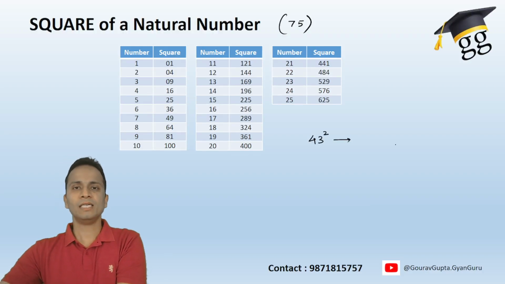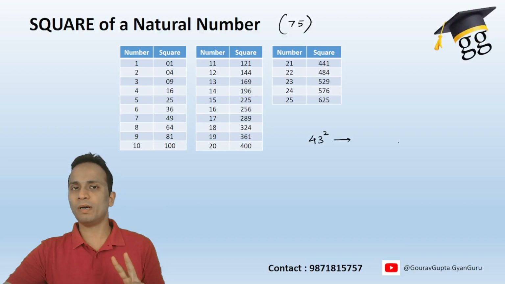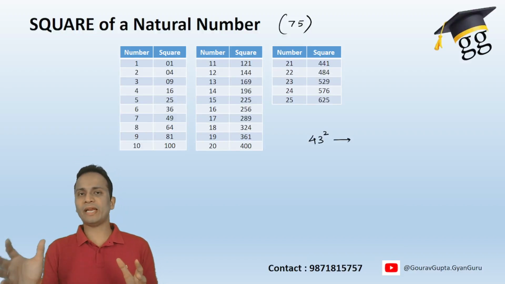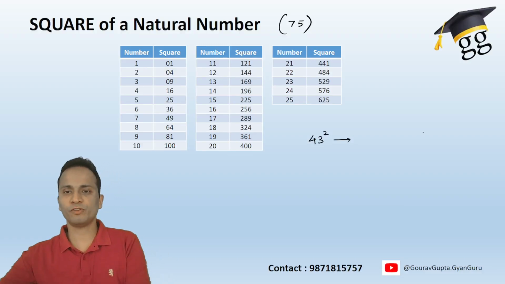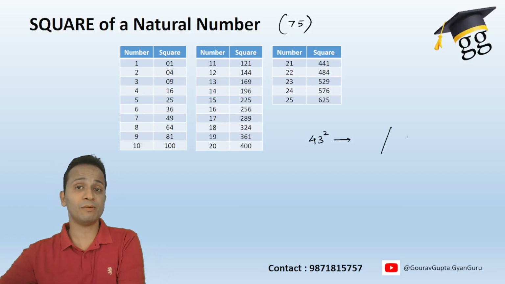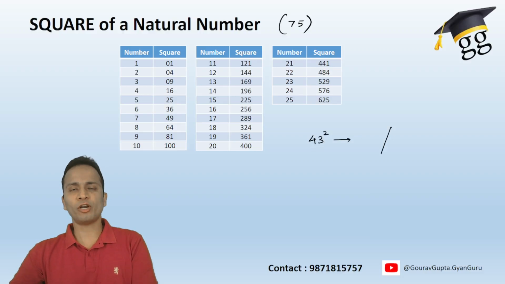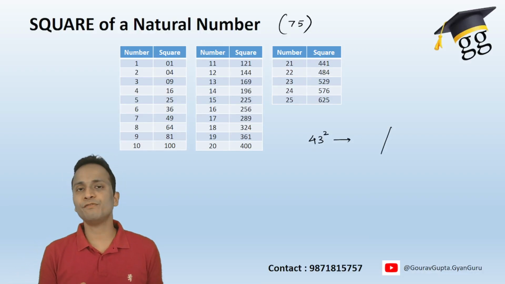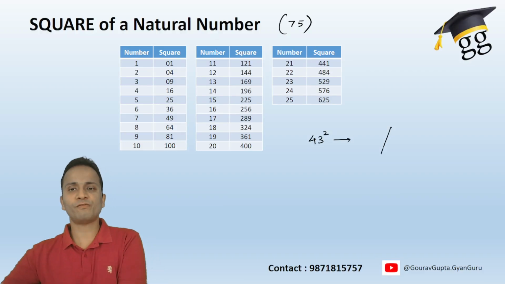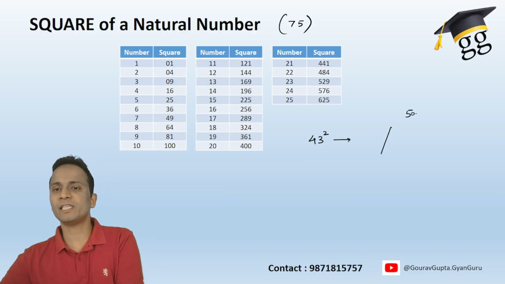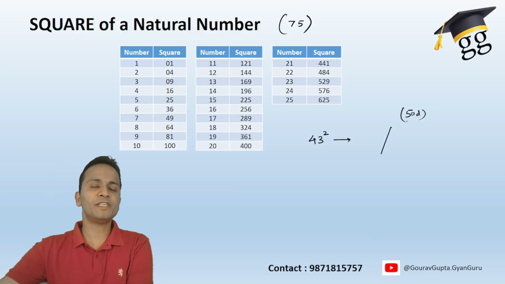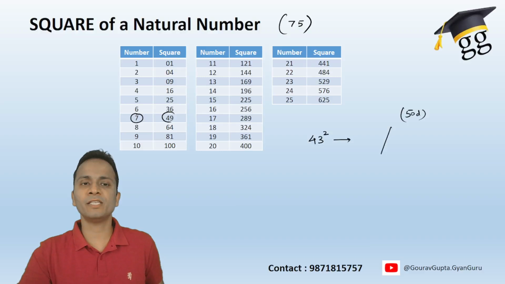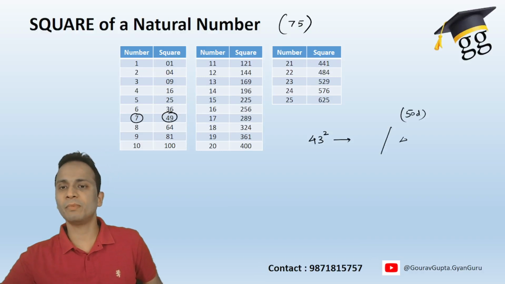Okay, now the process is divided in two parts. The answer will be divided in two parts, the right hand side part and the left hand side part. So first of all, let's talk about the right hand side part. So 43 square, to calculate this, first of all I'll take the difference of 43 from 50. 50 से difference लेना है. So difference of 43 from 50 is 7. What is the square of 7? The square of 7 is 49. Write this number as it is.